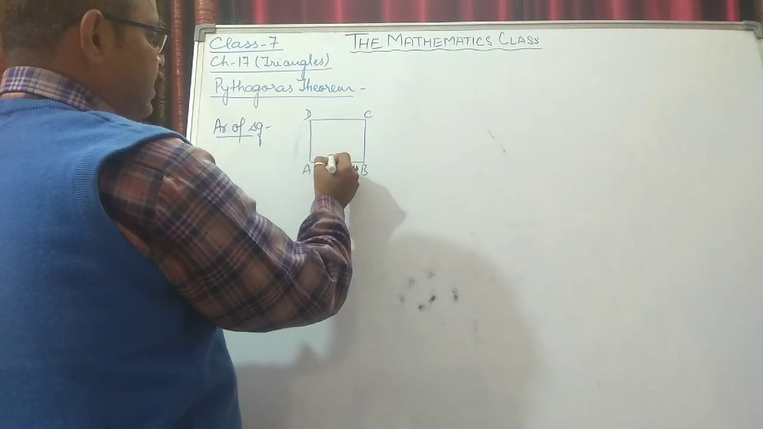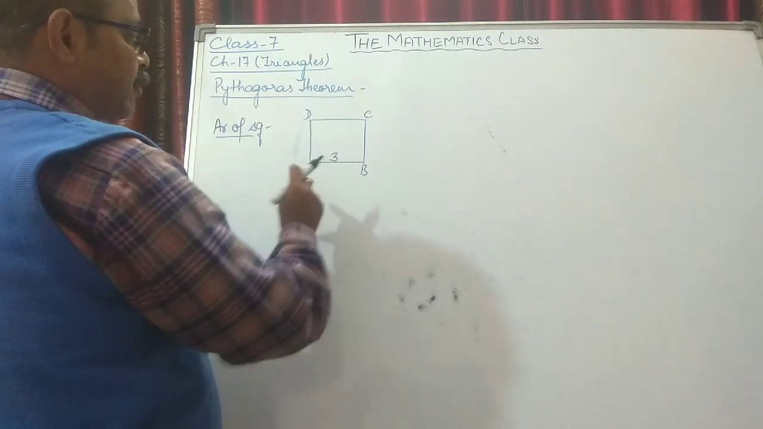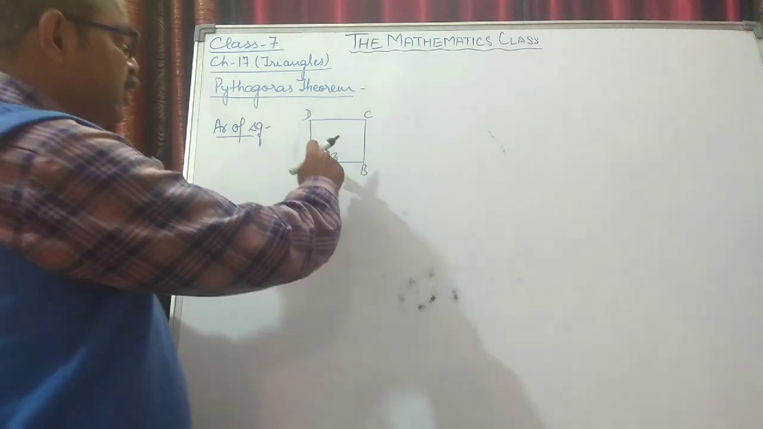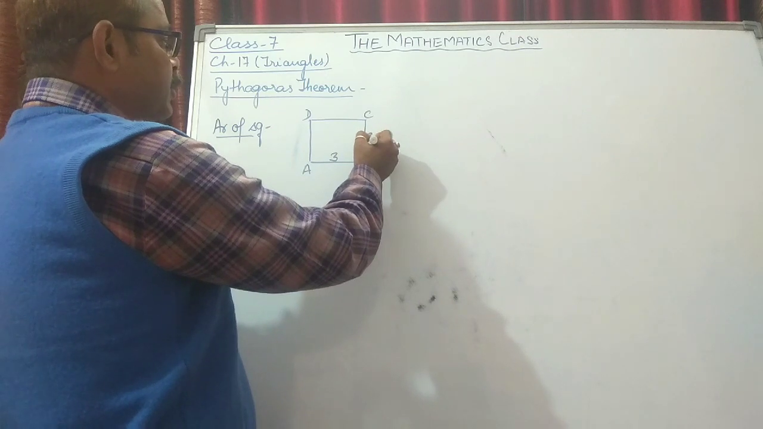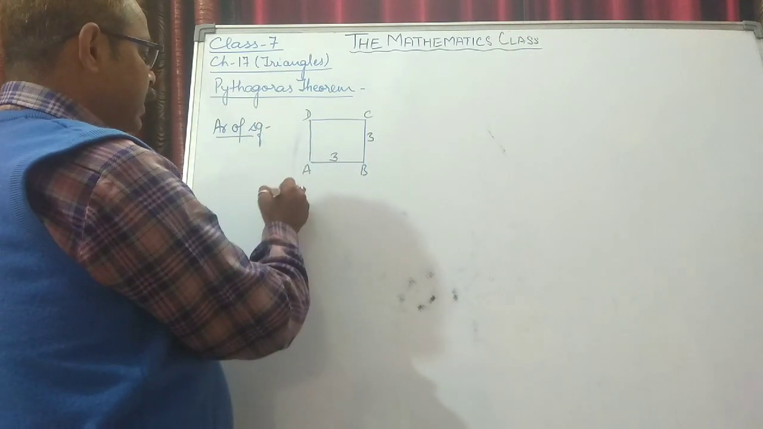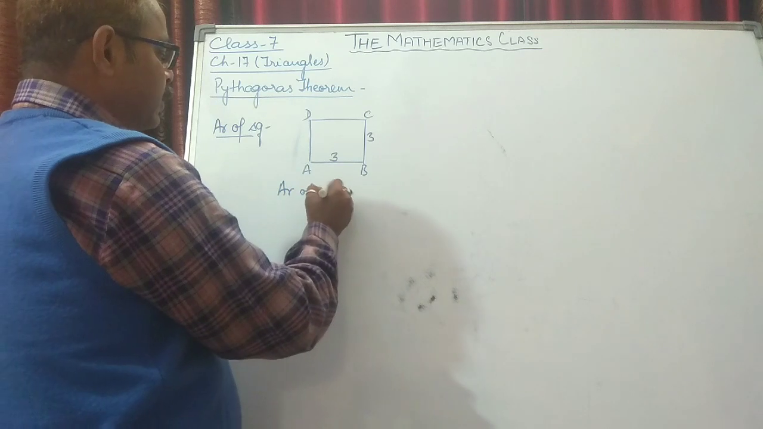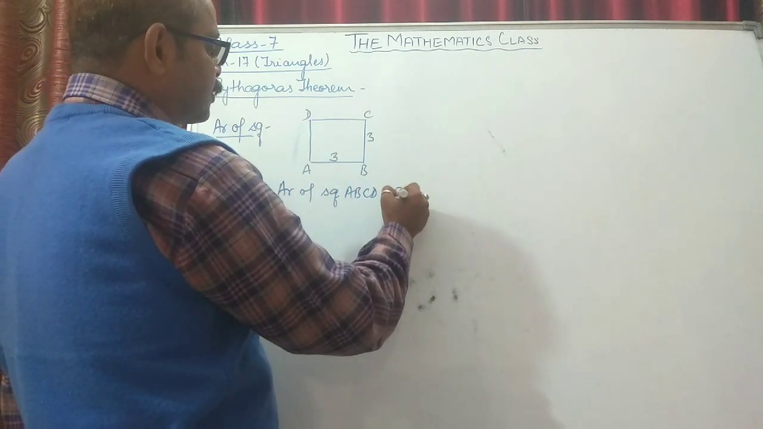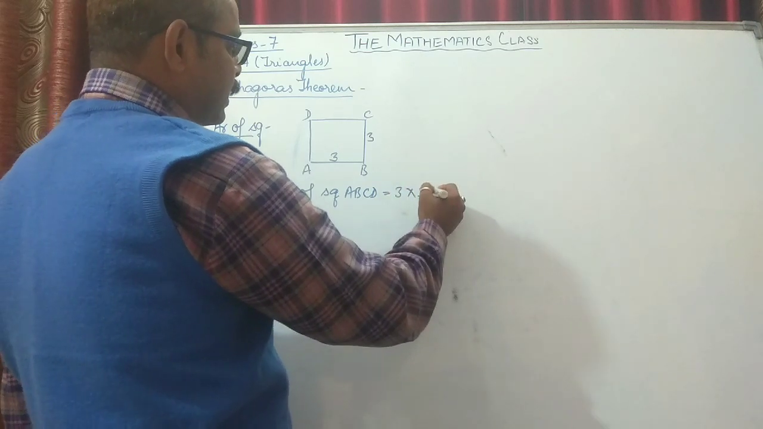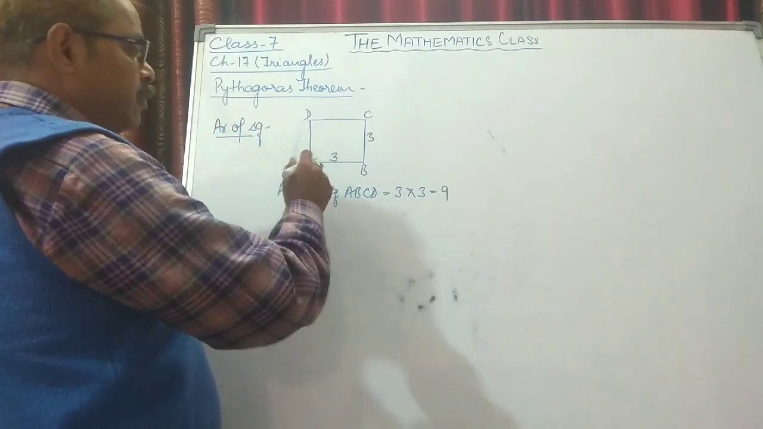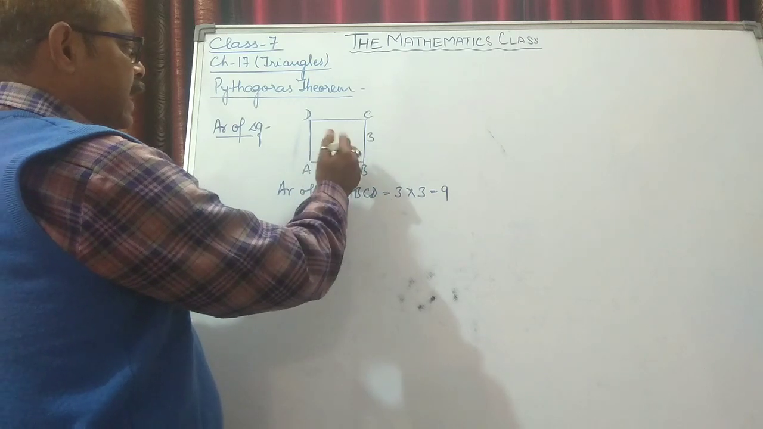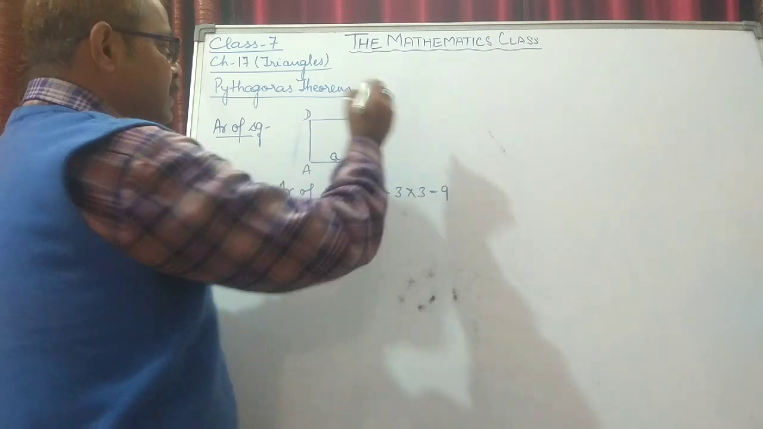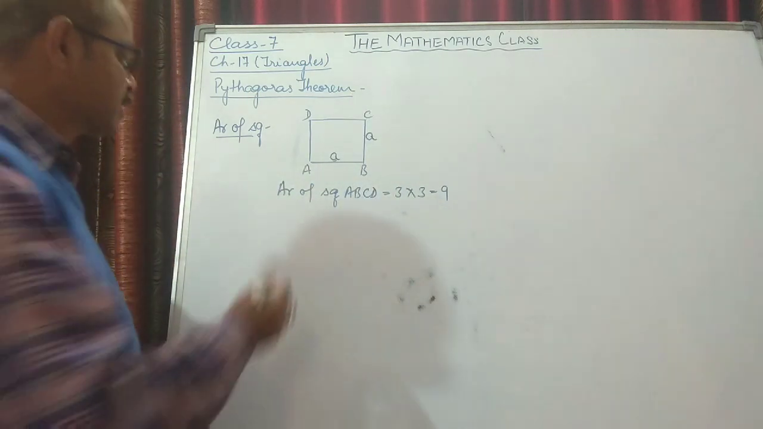Its one side, if I take, is 3 centimeters. We know that sides of a square are equal. It means if this is 3, this also will be 3, and 3, and 3. So the area of square ABCD will be side into side, or 3 into 3, that is 9. Instead of 3, if I take the side as A units, then the adjacent side will also be A units.